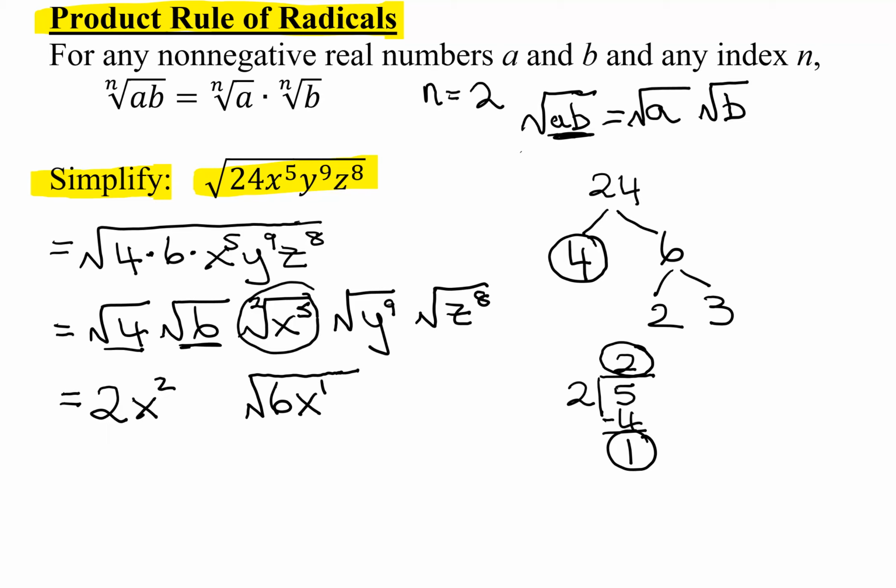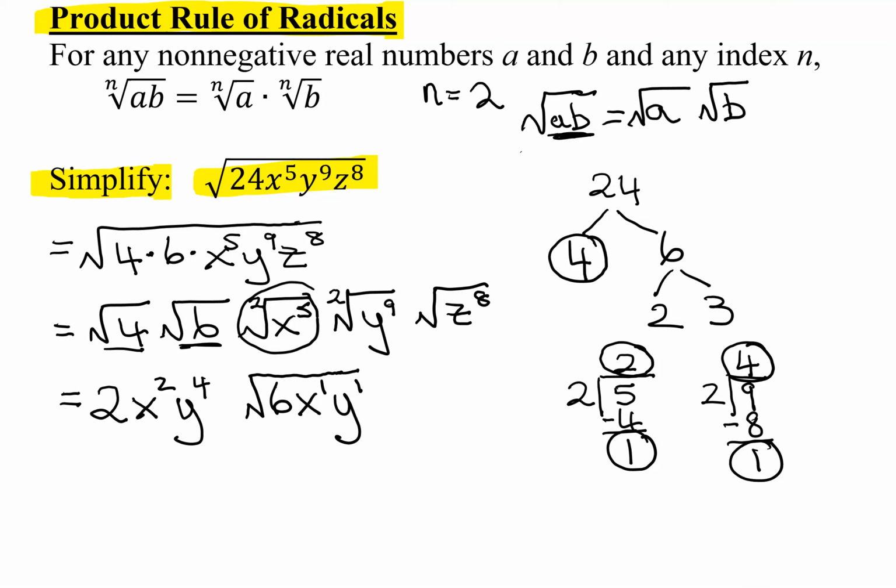So repeating the process for the y's, I have 2 divides into 9. 2 divides into 9 4 times. 4 times 2 is 8. Subtract. So I'm going to get y to the 4th outside. And how many y's do I get left inside? 1.